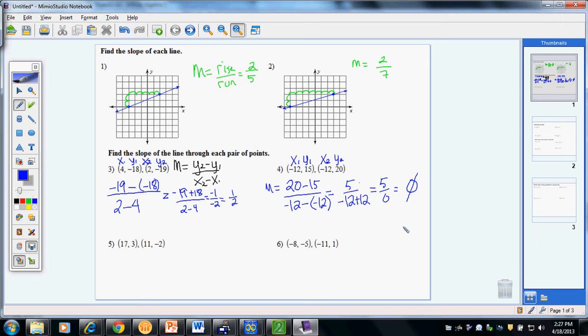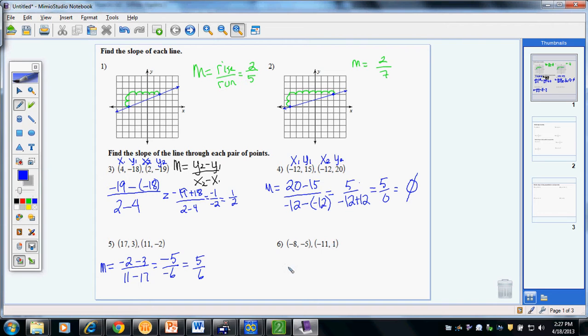Here we have 17 and 3 and 11 and negative 2. So our slope is y2 minus y1 over x2 minus x1. Negative 2 minus 3 is negative 5. 11 minus 17 is negative 6. Negatives and negatives cancel out, and so we have 5 over 6.